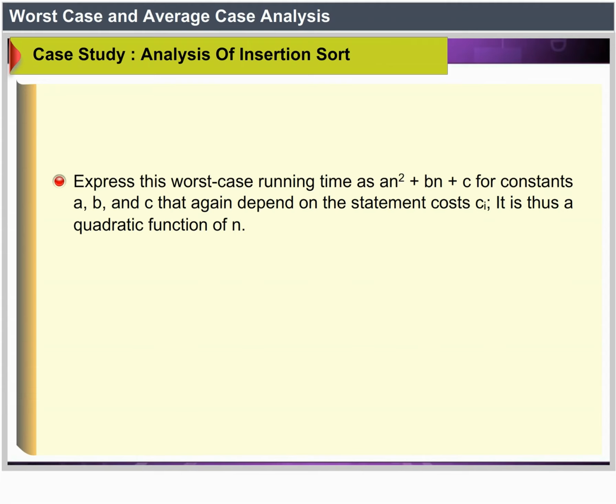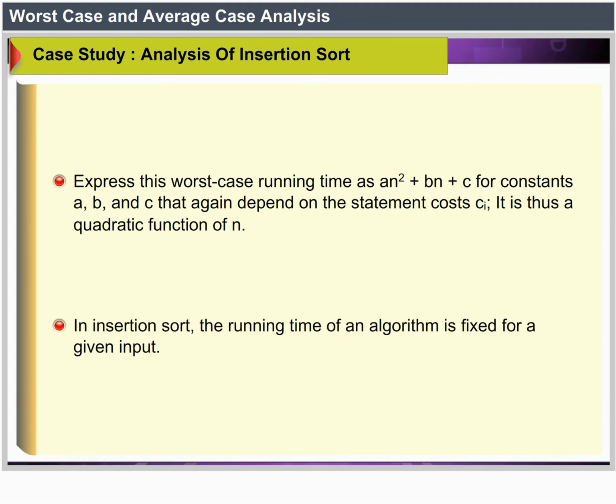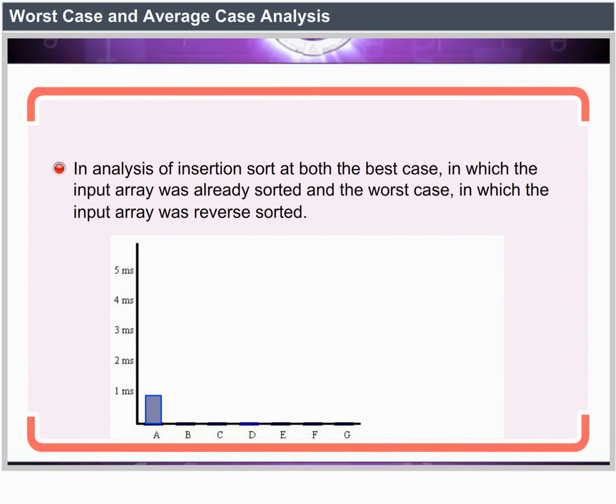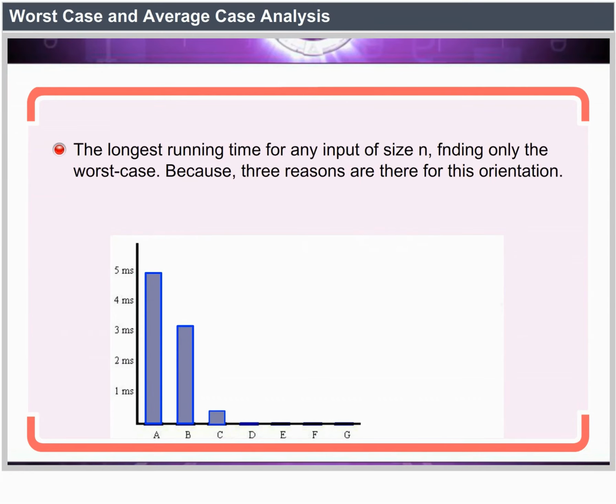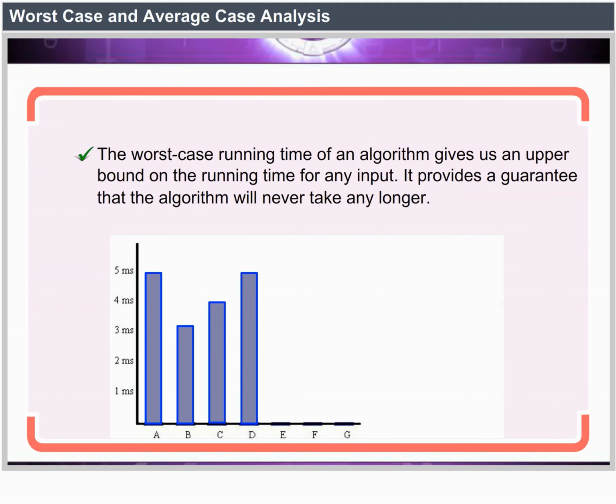In insertion sort, the running time of an algorithm is fixed for a given input. In the analysis of insertion sort, we looked at both the best case, in which the input array was already sorted, and the worst case, in which the input array was reverse sorted, the longest running time for any input of size n. We focus only on the worst case for three reasons. The worst case running time of an algorithm gives us an upper bound on the running time for any input. It provides a guarantee that the algorithm will never take any longer.